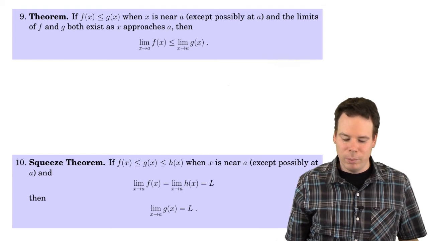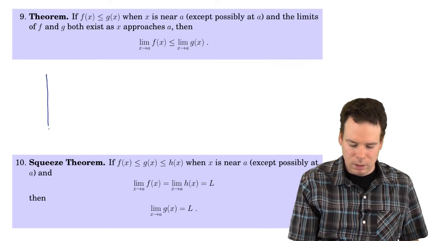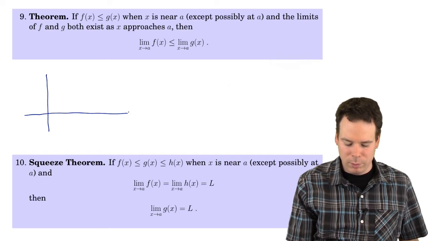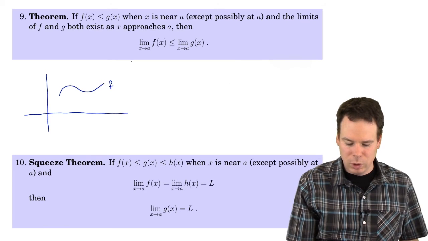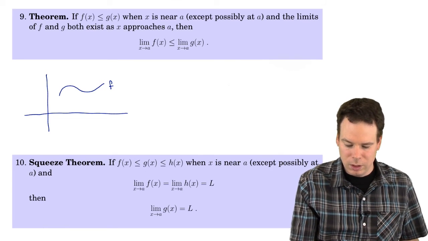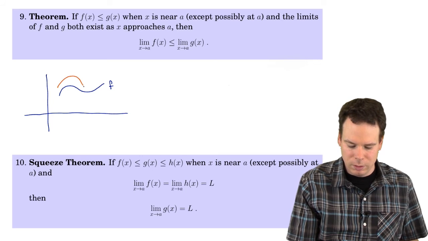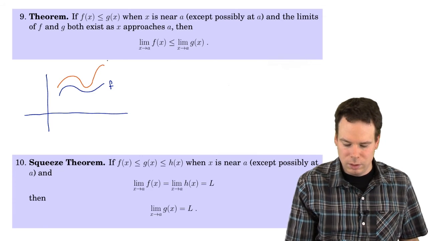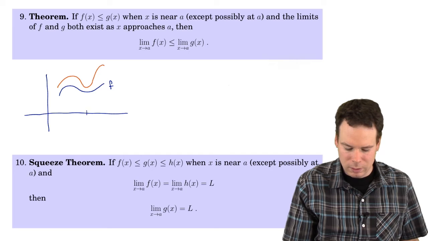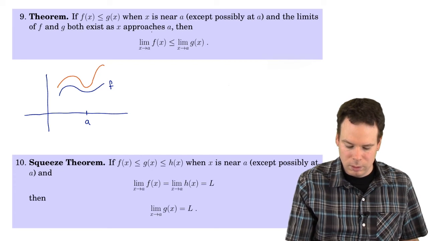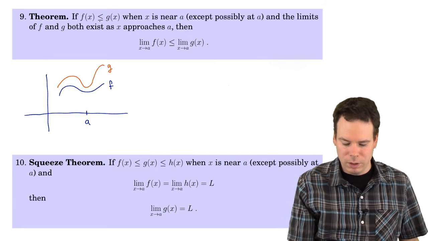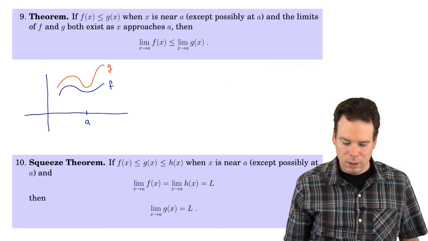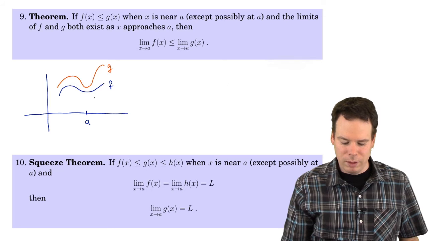So let's look at some properties that limits have. This first one's known as the comparative property. Suppose I have a function f which is smaller than the function g. It doesn't have to be smaller than it everywhere, just near a. So maybe a is somewhere around here. So f is smaller than or equal to g. What can we say about their limits?